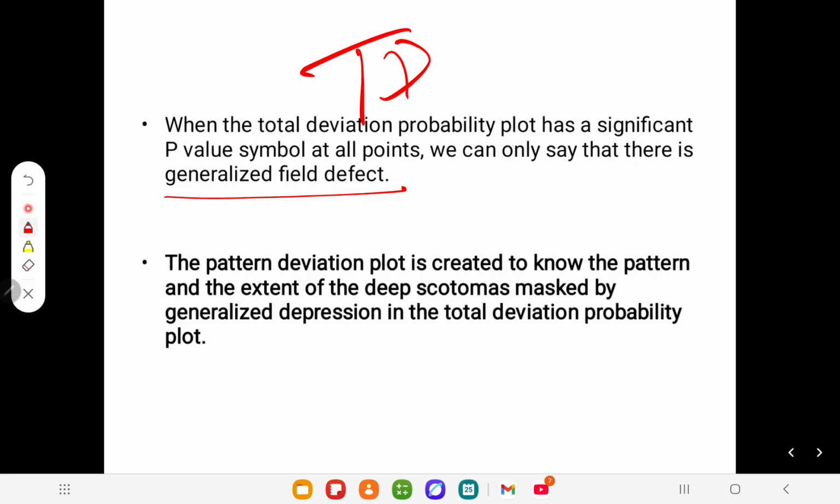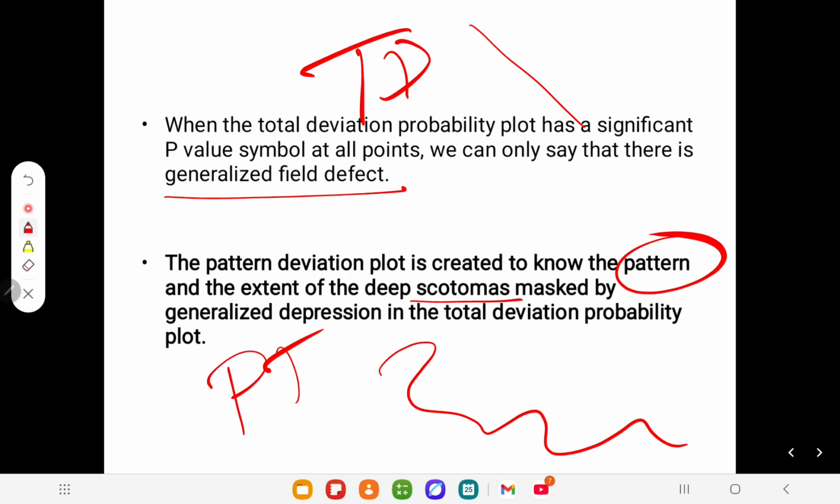Okay, the pattern deviation plot is created to know the pattern. That's why its name is pattern. Pattern deviation means from the total deviation we want the pattern. Okay, the extent of deeper scotoma. Actually, this is a very important one. The extent of deeper scotoma masked by the generalized depression is shown in the pattern deviation probability plot. So it means sometimes the total deviation plot is like a hill, and pattern deviation means how irregular that hill is, how much depression and elevation there is. I don't know if I'm making something clear or not.